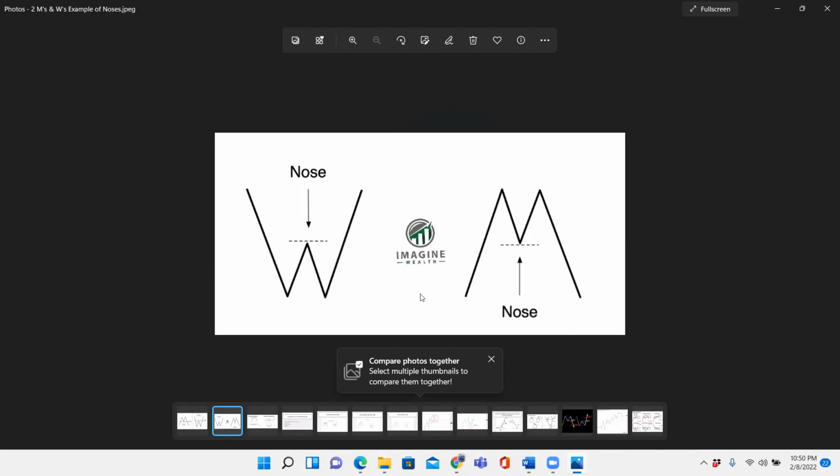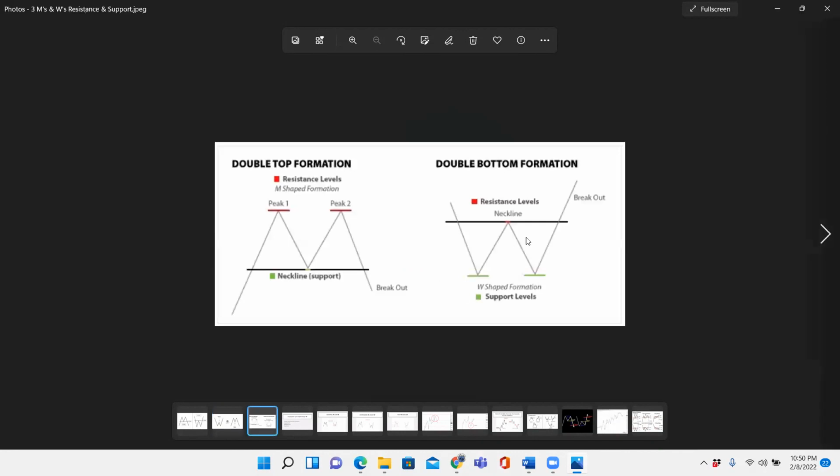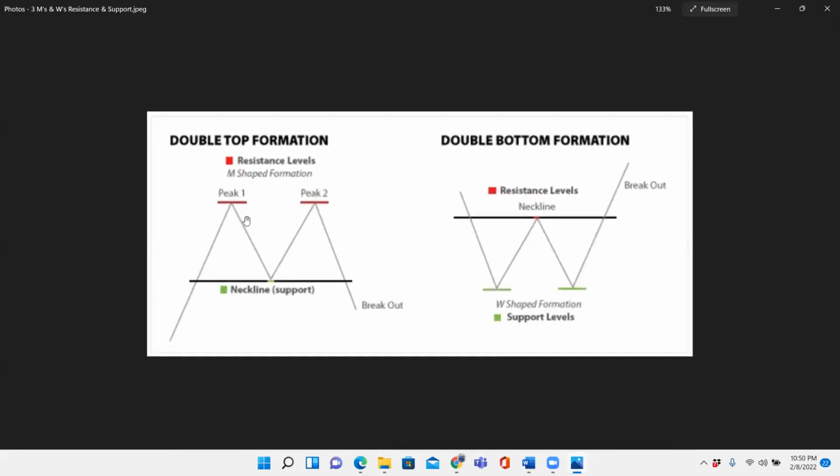This is the structure that we're looking for. So when we have structure, that's what we're looking for right now. So we have the legs over here, and we have the nose over to the center also. So the same thing for the M. We have the legs on the side over here, and then we have the nose in the center. So a lot of people call the two for the M the peaks, and then across here is the support or the neckline like we just saw, or the nose like we have.